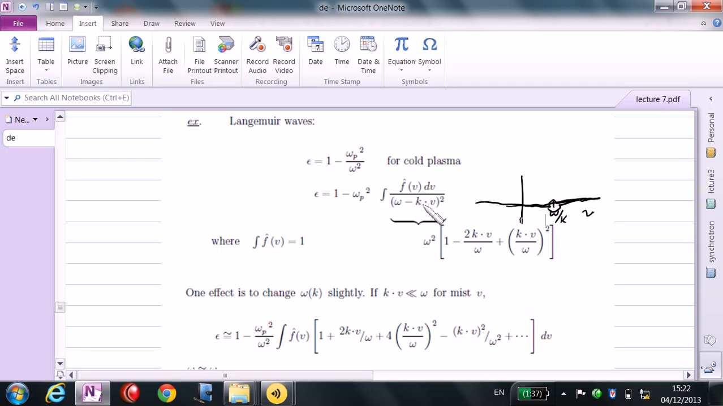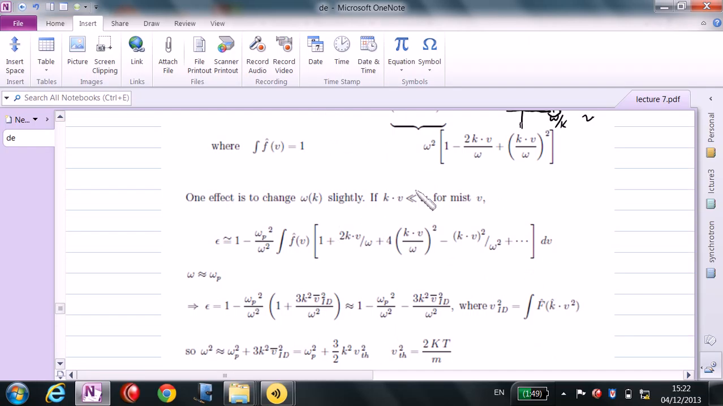And that's a perfectly reasonable thing to do because you get what's called the principal value of the integral, and that includes all of the non-resonant contributions to the polarization tensor. And that's what you have for a cold plasma. This is for finite omega. You never have any resonant particles, and you get this for epsilon.